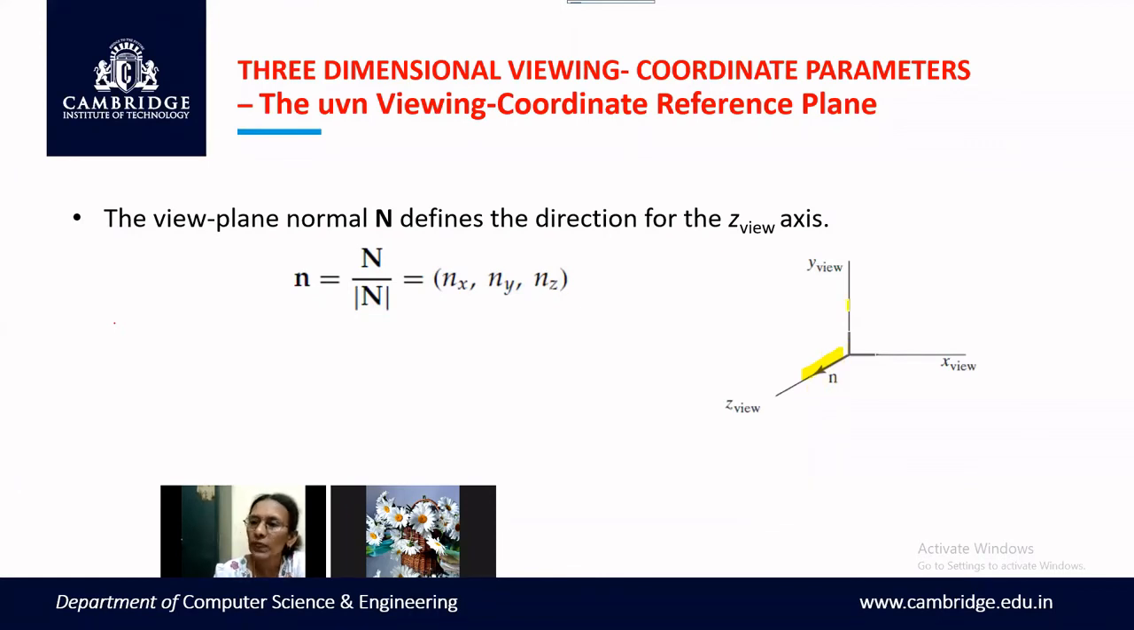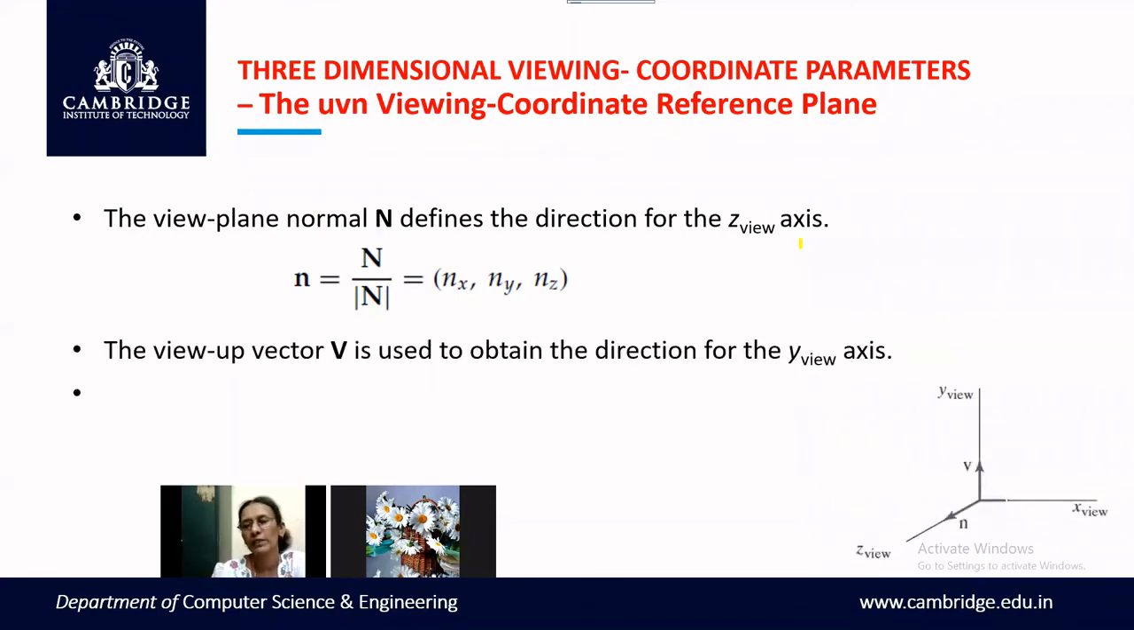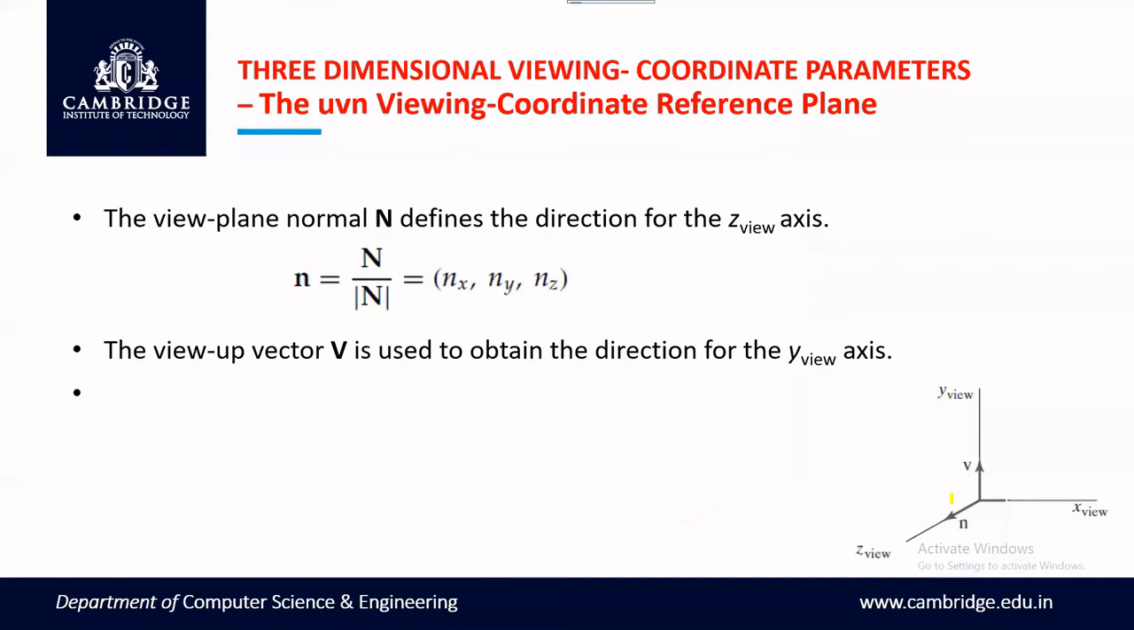So first we define the normal vector. Next, what are we doing? We define the view up vector to obtain the direction for the y view. Okay, so we define this vector V, that is capital V. This is our view up vector.